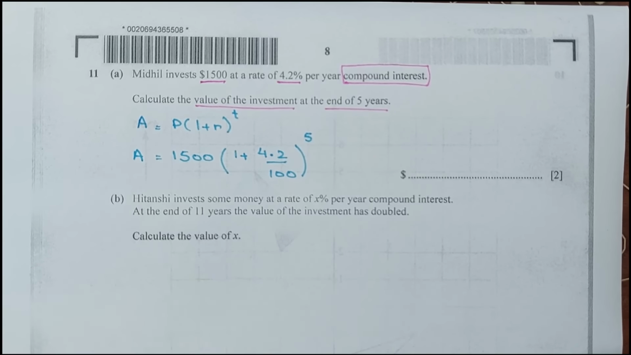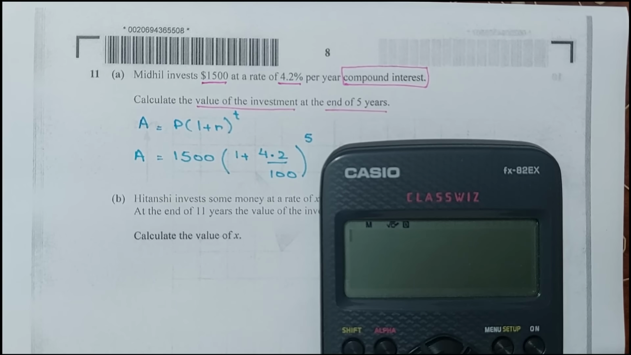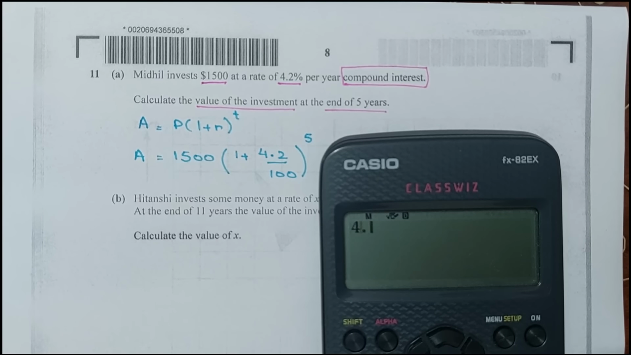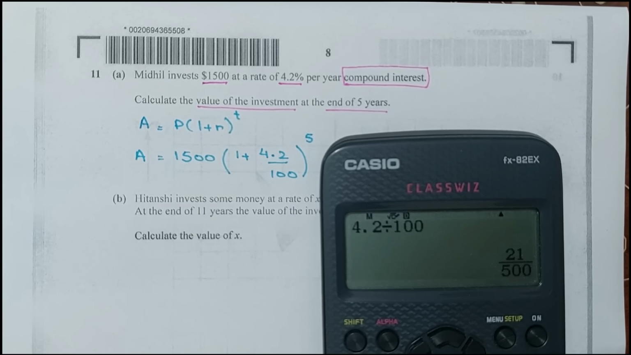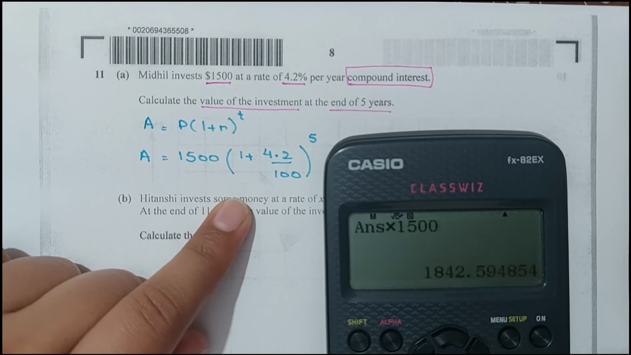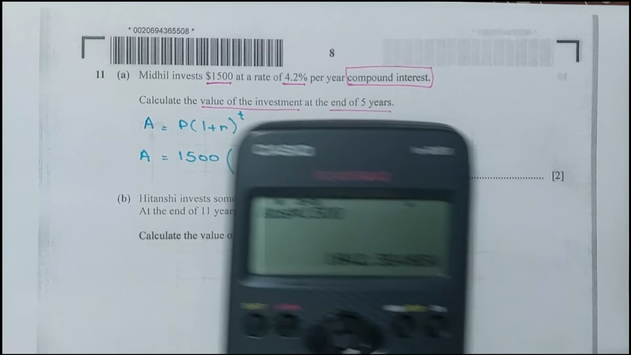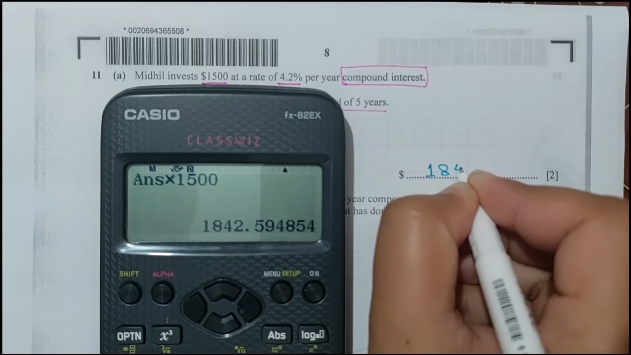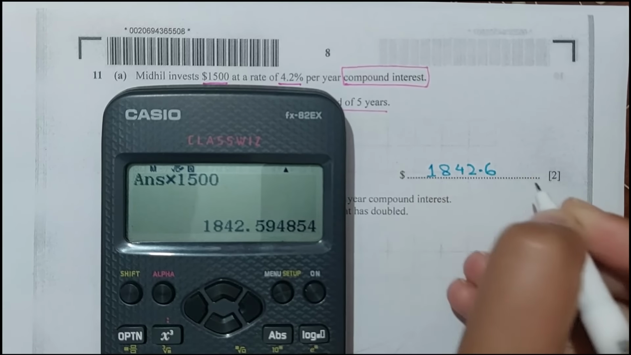Let me simplify. So 1 plus 4.2 over 100, and its exponent is 5, and times it by 1,500. The value of investment at the end of 5 years would be $1,842.6.